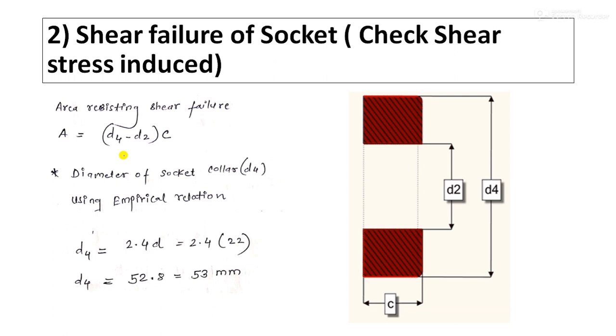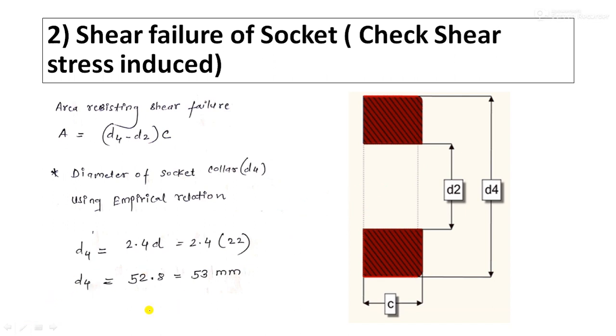I will write here how we calculated c. I think c was required somewhere, yes, it was required in the shear failure of the spigot. So we have calculated c as 0.75d. Okay, clear.